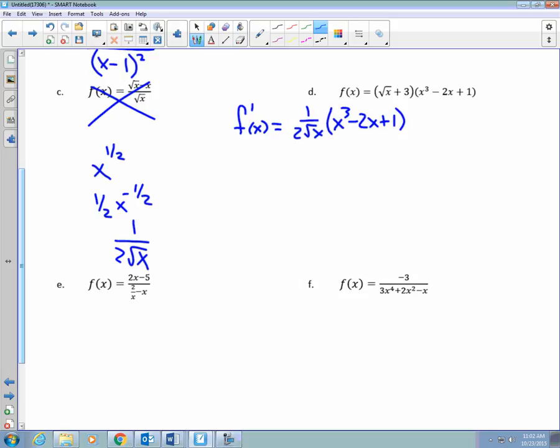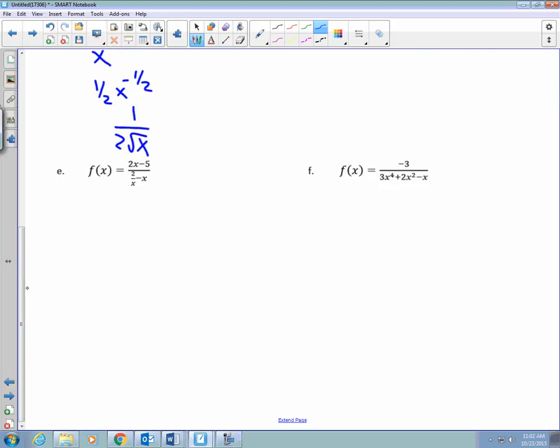Plus, what's the derivative of the second one? Times the first one left alone. Done. Just leave it. If there was a common factor you could take out, that would be different. But there's not. Okay, leave E.